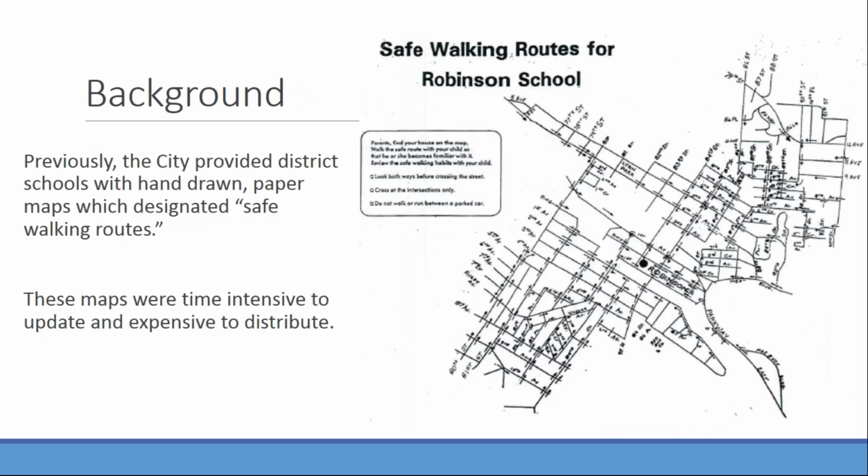As background, previously the City of Birmingham provided hand-drawn paper-based maps like the one you see here for Robinson Elementary. These maps noted directional routes, and as you can imagine, were pretty time-intensive to make and update, as well as costly to distribute.